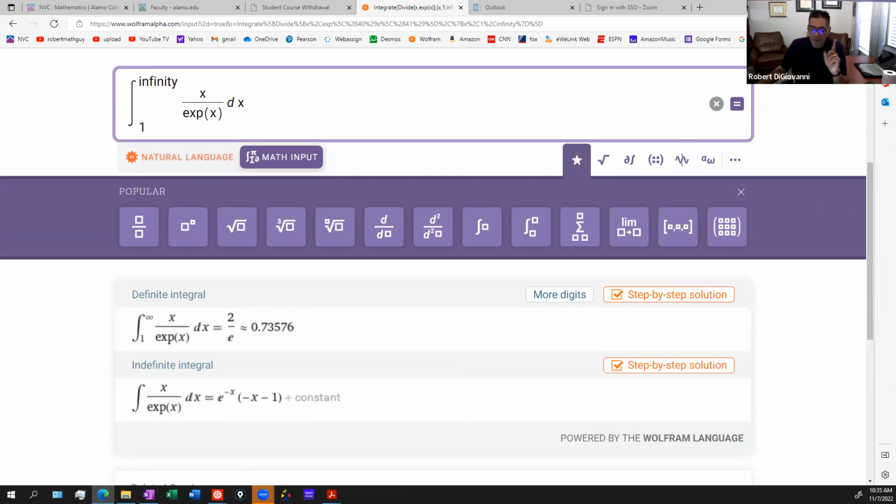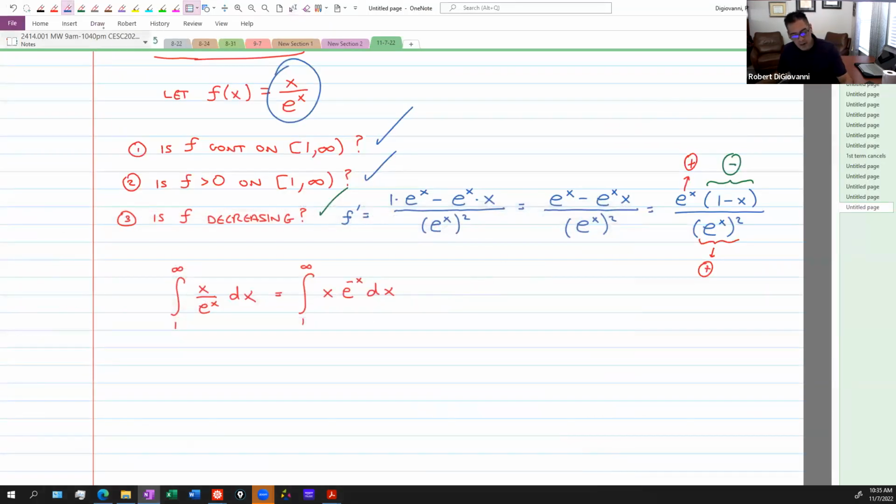Now, very important that you understand something here. This right here goes to 2 over e, right? Which means that this converges. All that that tells us, okay? Thus, we can say that this series converges. We do not say that it converges to 2 over e, though.